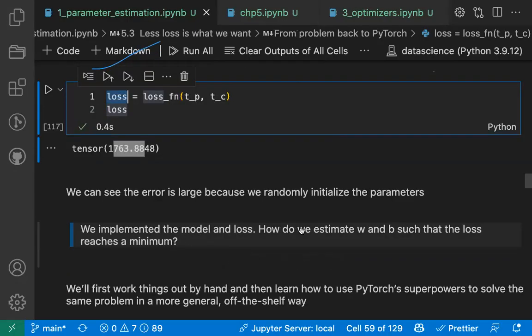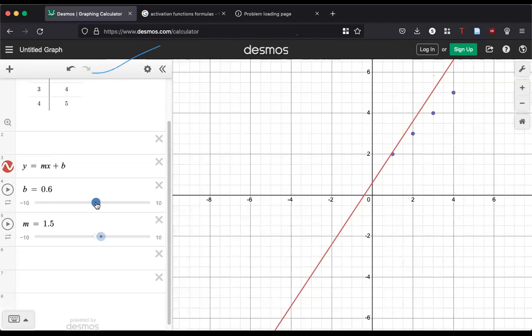So we implemented the model and loss. How do we estimate W and B such that the loss reaches a minimum? This is the next natural question. How do we estimate W and B such that the loss reaches a minimum? The question is, how can we find the best value of W and B so that the error is very small? Yes, that's the next question.